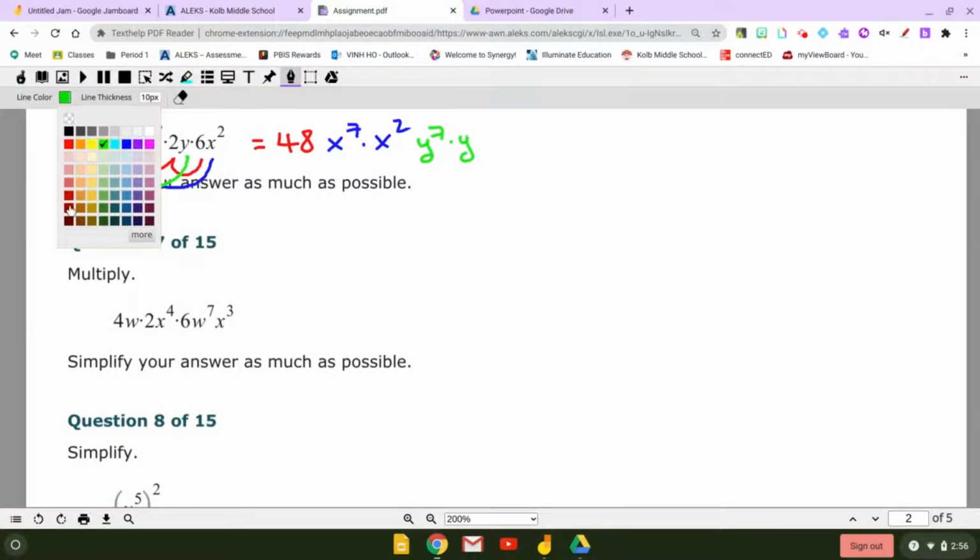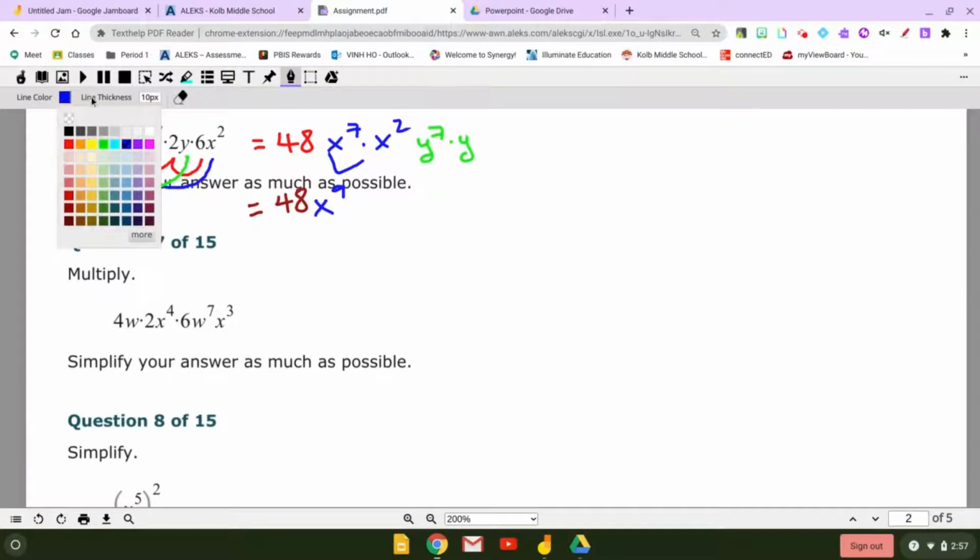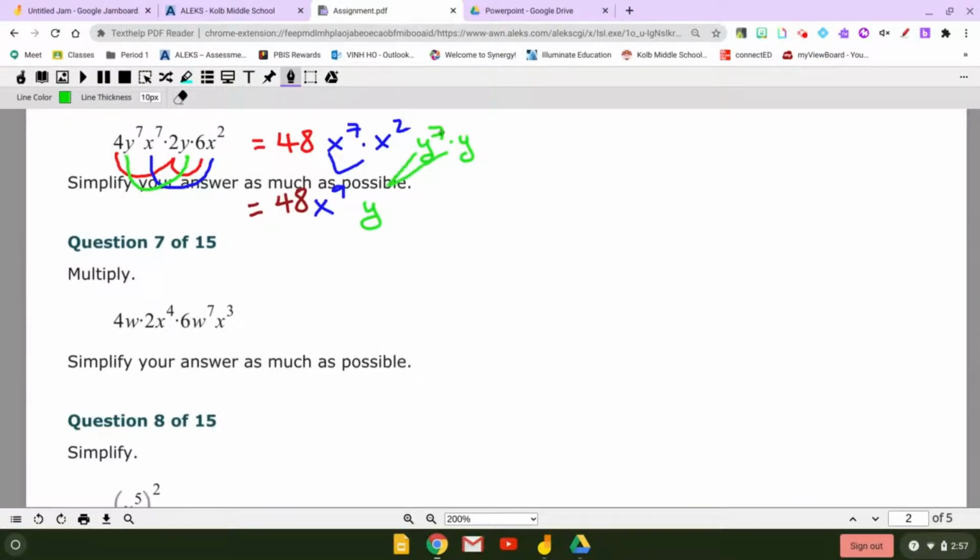48 is 48. Sorry, I'm going to write down here 48. This is x to the 7th times x squared. You multiply by adding the powers. x to the 7 plus 2 is x to the 9th power. y to the 7th times y, so you add the exponents. y to the 7 plus 1 is y to the 8th power. So our final answer is 48 x to the 9th y to the 8th.